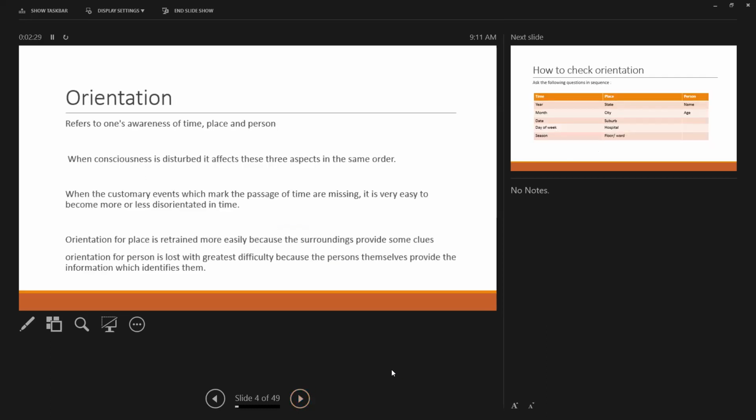Now, orientation. Orientation refers to one's awareness of time, place, and person. When consciousness is disturbed, it affects these three aspects in the same order. When the customary events of passage of time are missing, it is very easy for the person to become more or less disoriented to time. Orientation to place is retained more easily because the surroundings provide the clues, and orientation to person is lost last because the person themselves provide information which identifies them.